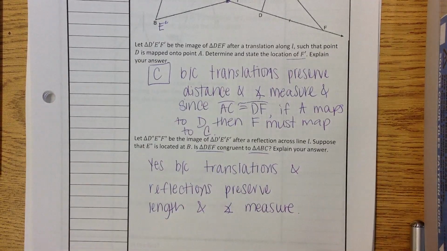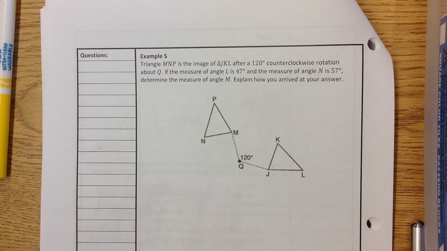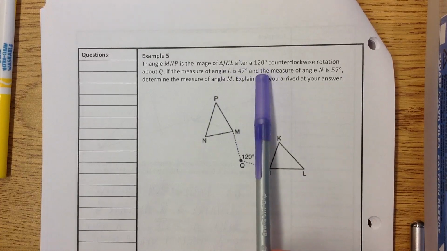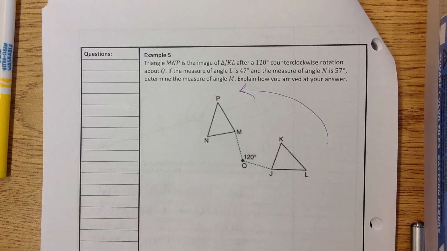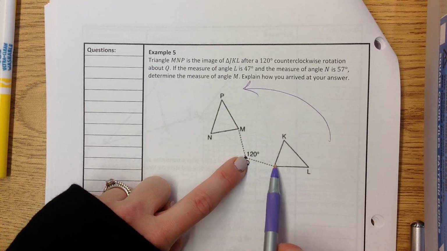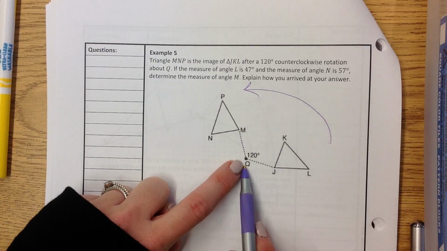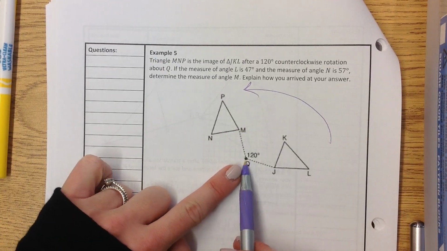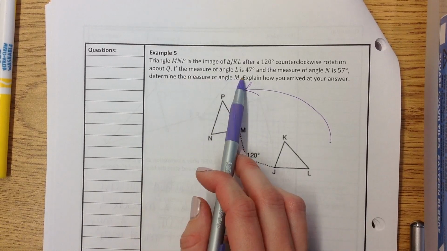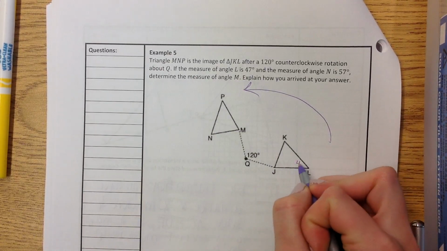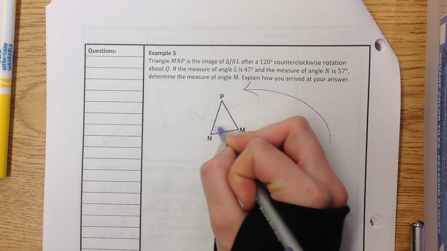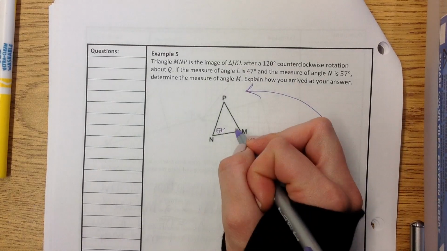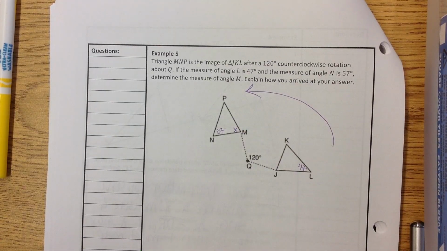One more question. Triangle MNP is the image of JKL after a 120-degree counterclockwise rotation about Q. So this little section is just showing that they took J, they rotated 120 around point Q, just as if that was the center of our rotation on a grid. So it says the measure of angle L is 47 degrees, and N is 57 degrees. Determine the measure of angle M. So I'm going to choose to call that X. Explain how you arrived at your answer.